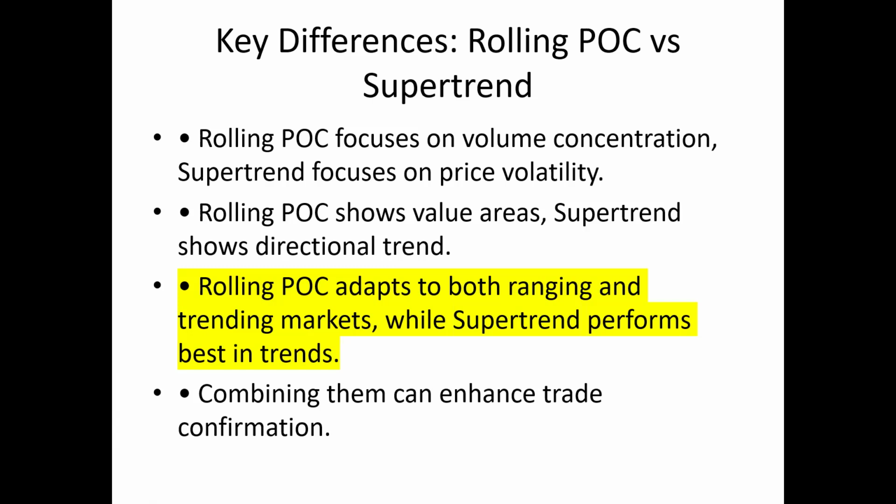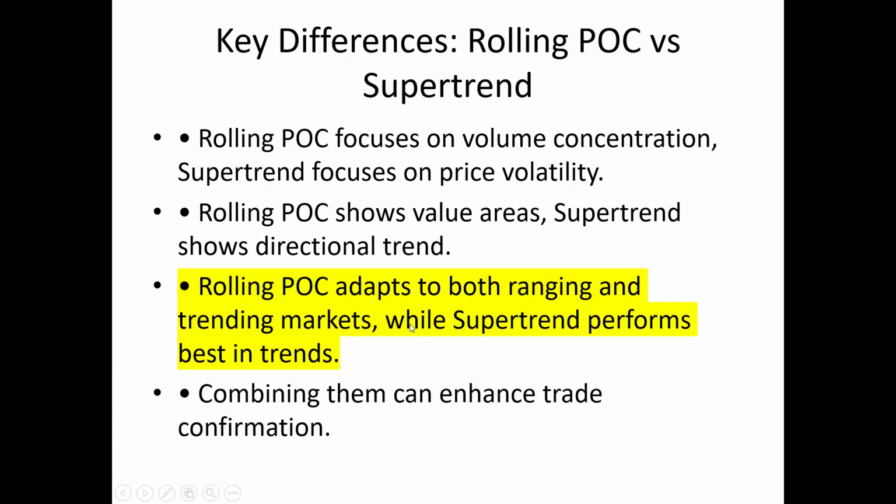Super trend focuses on price volatility. Rolling POC shows value areas. Value areas are nothing but market areas at that time window where the market is placed, and you will come to know the boundary, value area high, value area low, and the point of control, high volume nodes. Everything you will come to know in that. Super trend shows directional trend.